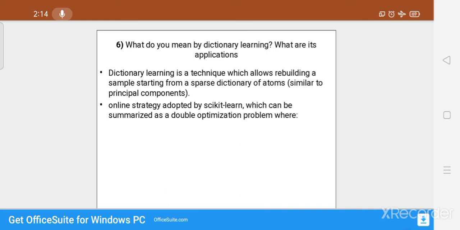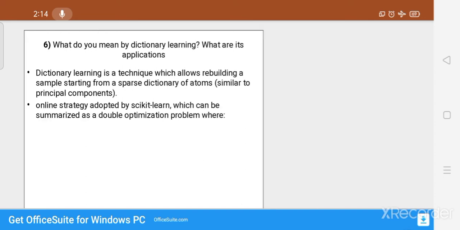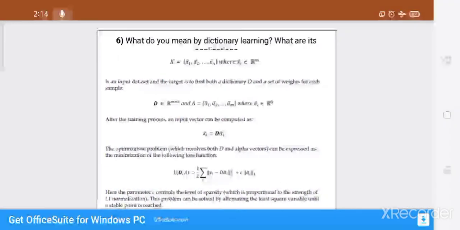Now the online strategy adopted by scikit-learn can be summarized as a double optimization problem. Here x are the elements of your data set, so it is an input data set, and the target is to find both a dictionary D and a set of weights for each sample. The input data set is given, we have to find the dictionary, and also find how many weights are allocated for each sample.